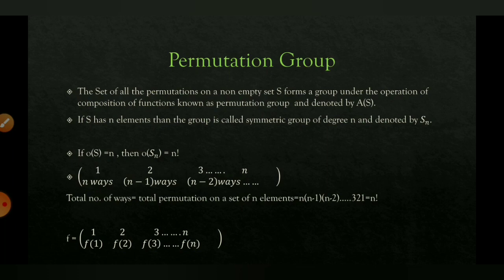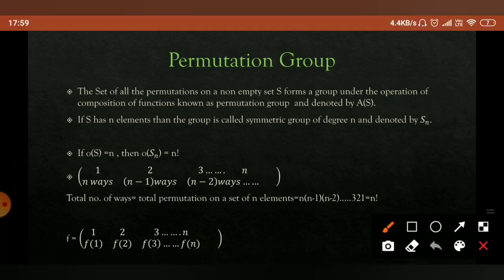Now if S has n elements, then the group is called the symmetric group of degree n and is denoted by Sn. Here n is the degree of the group, not its order, because the order of Sn will be n factorial. Why will its order be n factorial? You can see here that we have n elements in S, so the elements are written in the upper row and their images will be in the second row. So how many ways can we attach one element to the other n elements? We have n ways.